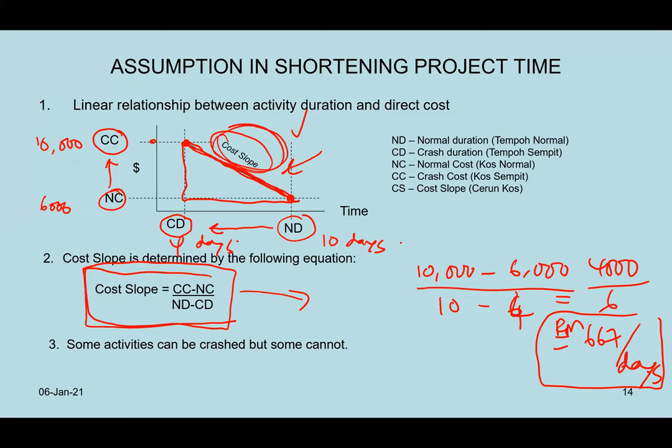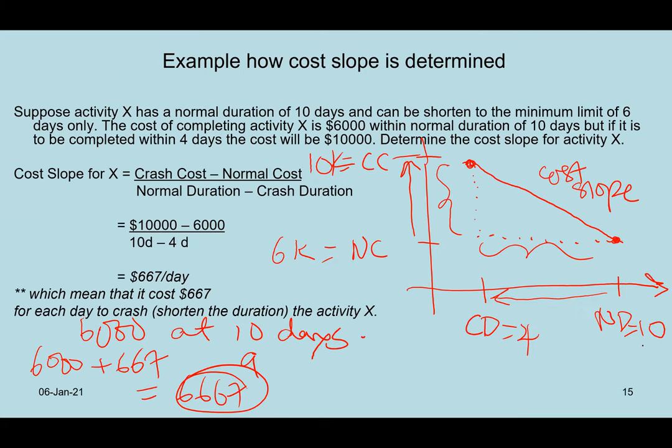What does this RM per day mean? It is like a unit. When you have something per, it is like a unit. This simply means if you want to reduce the project from 10 days, let's say the original project is 10 days, to 9 days, you are reducing 1 day only. And that 1 day of reduction will increase the cost by this amount. So this is what the cost slope is all about, the increase in cost by how much. We already calculated this, so this is what this example is all about.